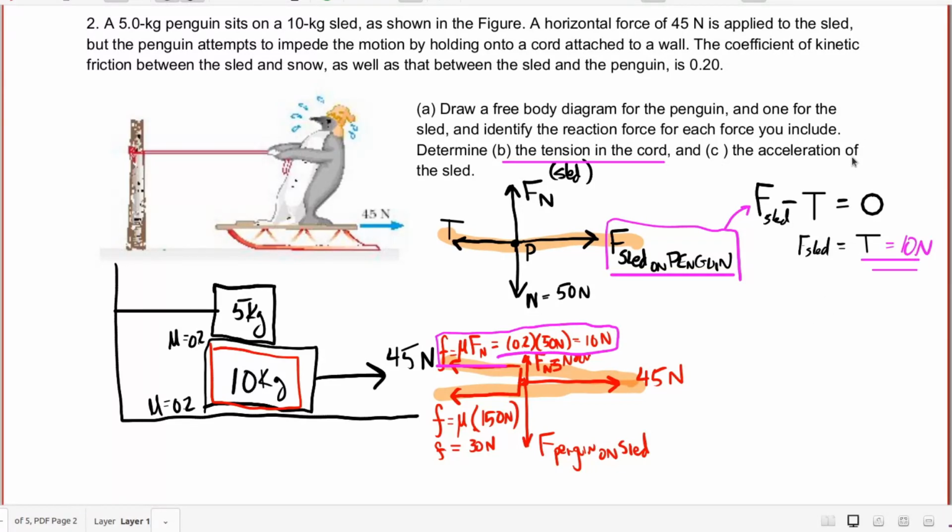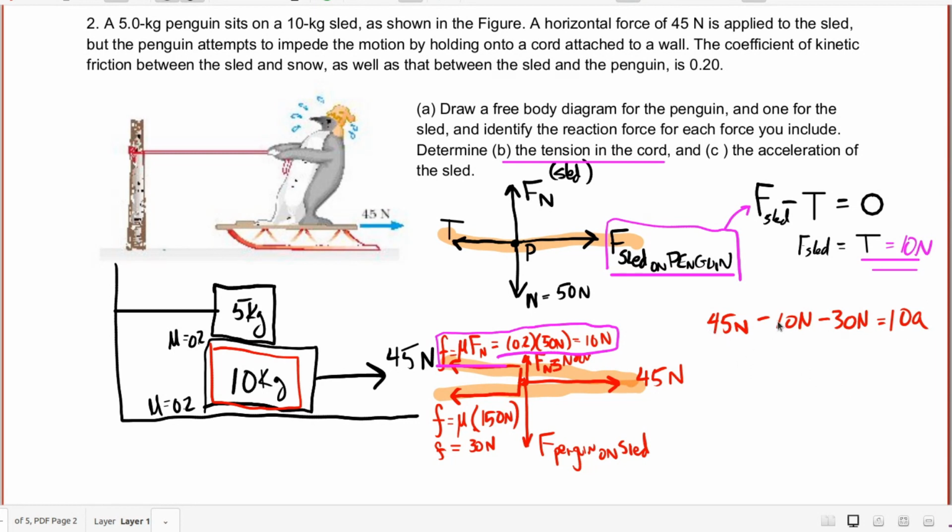We also want to know the acceleration of the sled. Let's set up Newton's second law to figure that out. I see that I have acting to the right, which I will take to be positive, 45 newtons, minus the 10 newton frictional force of the penguin's feet, minus the 30 newton frictional force of the snow, is equal to ma, the mass of what? The mass of the sled in this case. So that's equal to 10a, 10 kilograms.